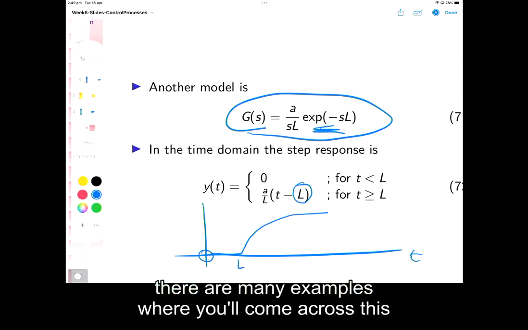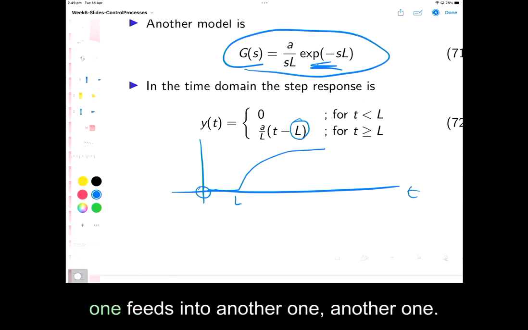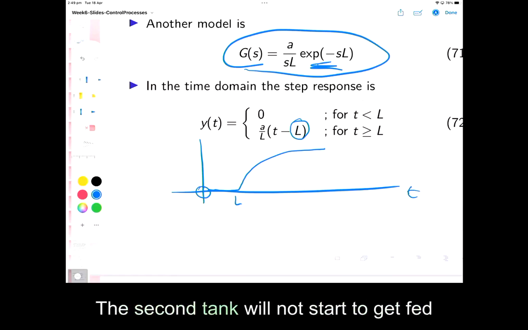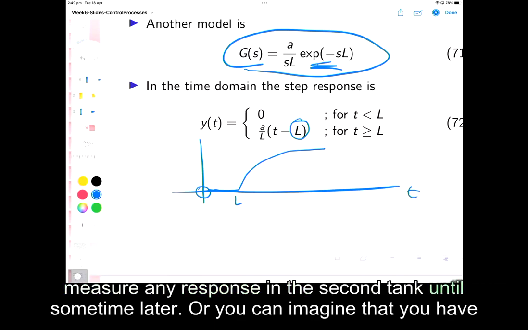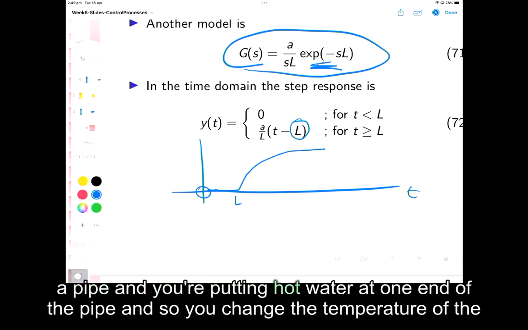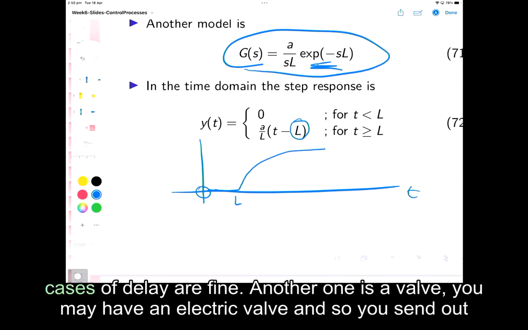There are many examples where you'll come across this delay time, like filling up a tank. So you've got a number of tanks, one feeds into another one. The second tank will not get fed until the first one is filled, and there's a delay. Right? You start the response in the first tank, you don't measure any response in the second tank until some time later. Or you can imagine that you have a pipe and you're putting hot water in at one end of the pipe, and so you change the temperature of the input end, and you can guess that it will take some time before the output starts. So these are cases of delay time.